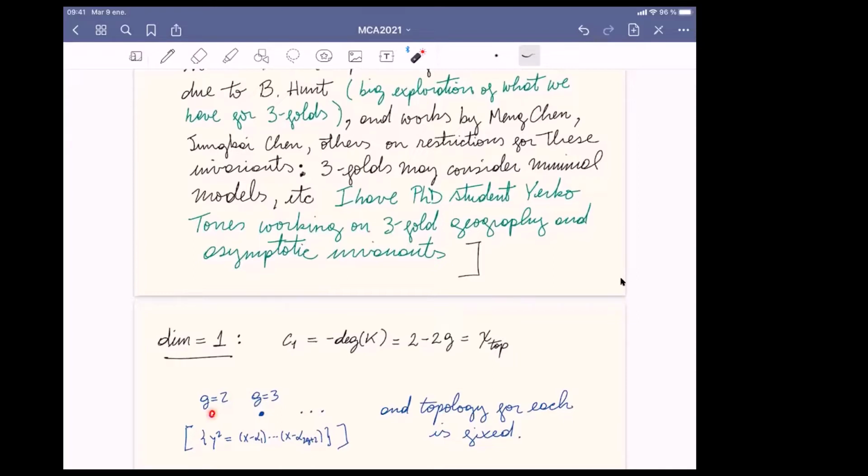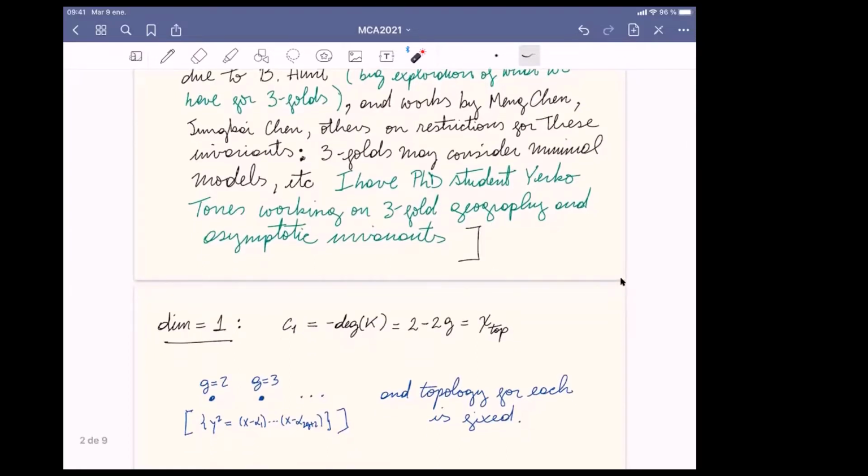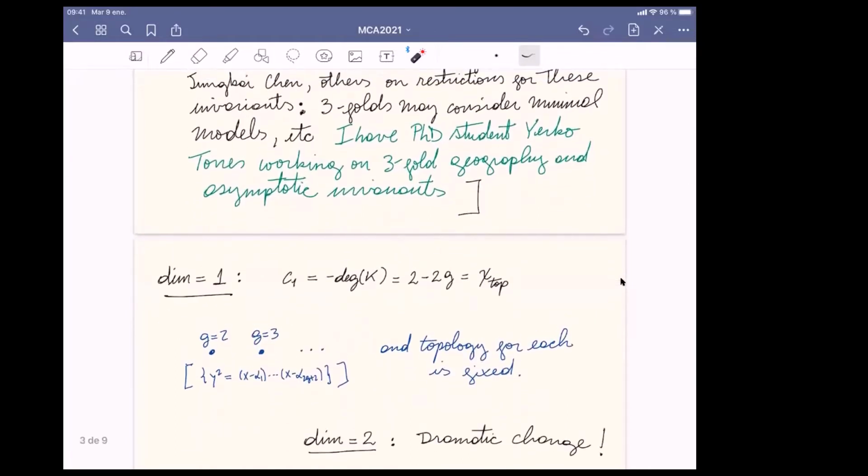So for each genus, you need to have a curve. And here I solved it. So that is the curve. That is a very particular curve, but that is existence of a curve of that genus. And the topology for each case is fixed. And so the fundamental group. Dimension 1 is very, very simple in terms of geography. When you pass to dimension 2, there is a dramatic change. And the goal of this talk is to tell you about this dramatic change.